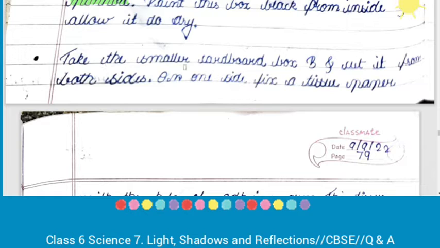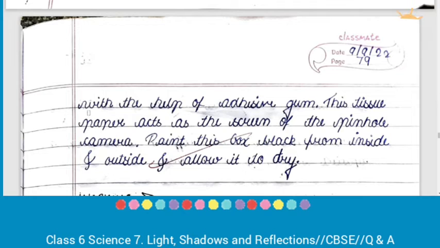Take a smaller cardboard box B and cut it from both sides. On one side, fix a tissue paper with the help of adhesive gum. This tissue paper acts as the screen of the pinhole camera. Paint this box black from inside and outside and allow it to dry.